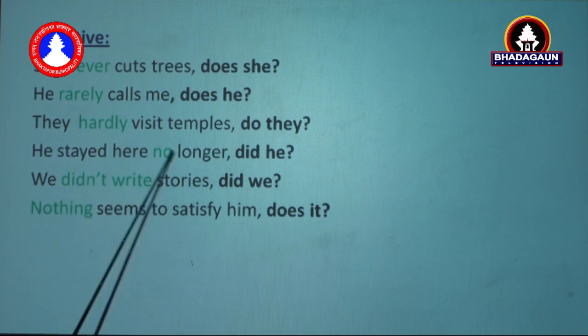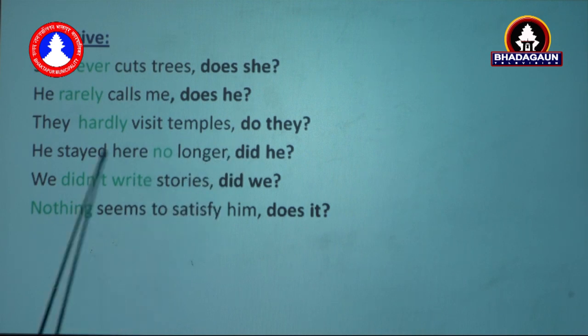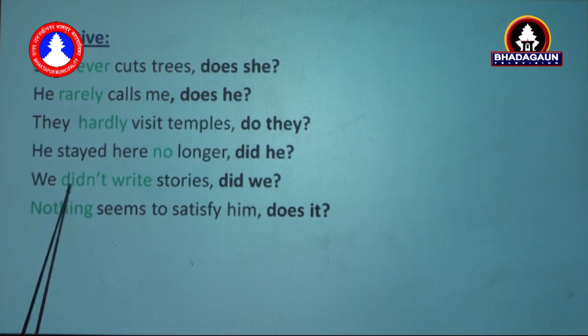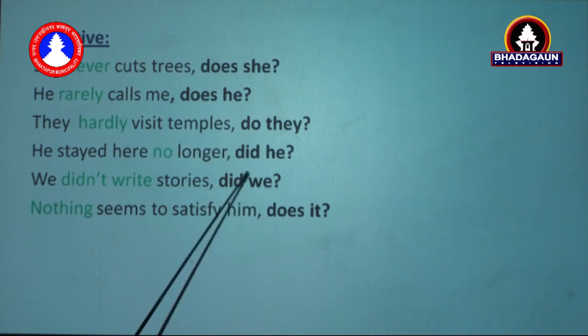He stayed here no longer. No is a negative word. Negative word means we have to use a positive tag. Stayed, verb 2. Did he? Did is the auxiliary verb, already present here, so no need to worry about this one. Didn't he? Did we?